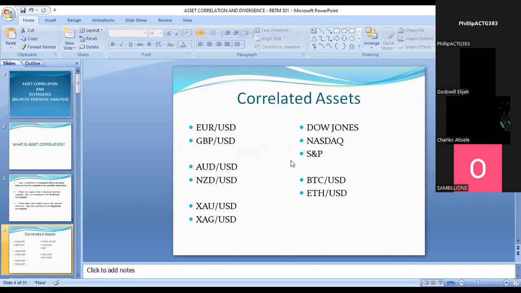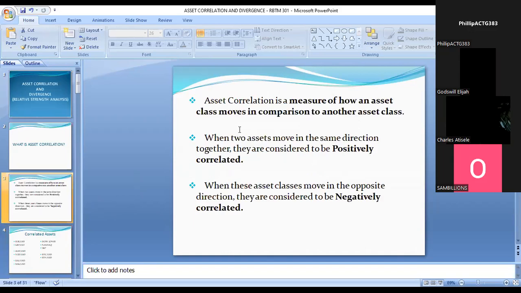You can compare them. Don't forget, asset correlation has to do with, permit me to go to that first slide again, asset correlation has to do with looking at peers that move together. You are comparing them together.